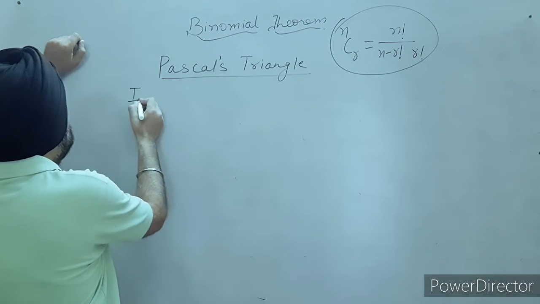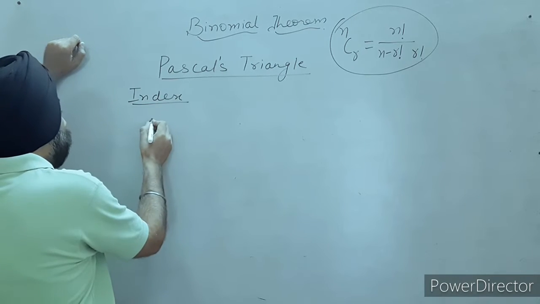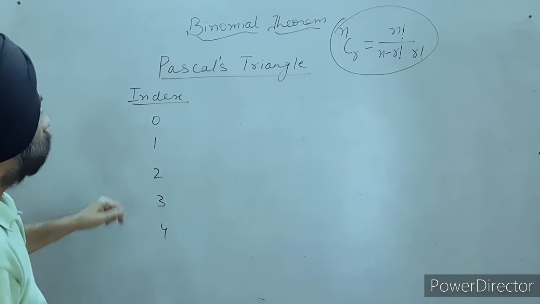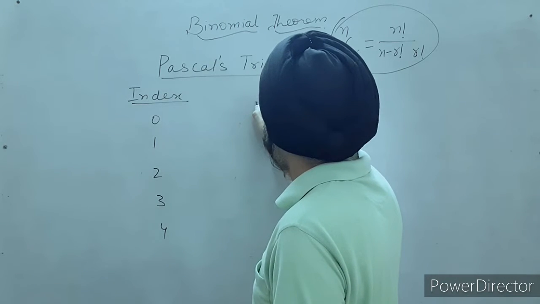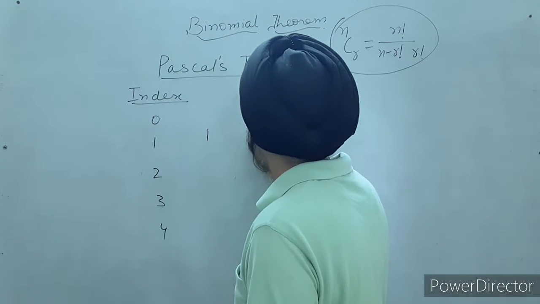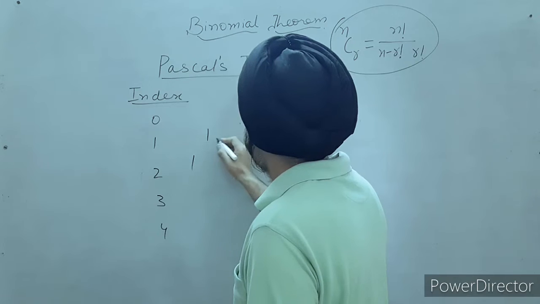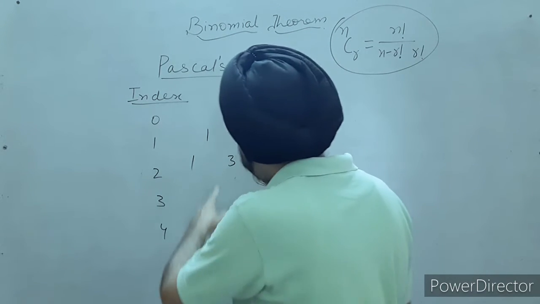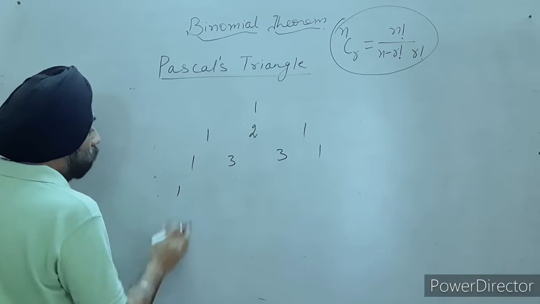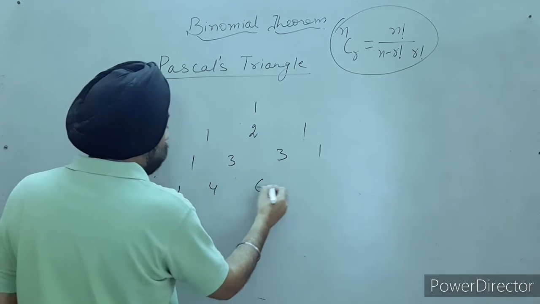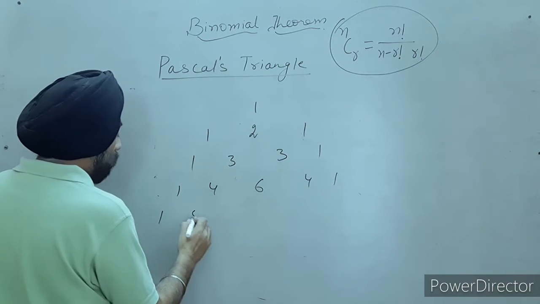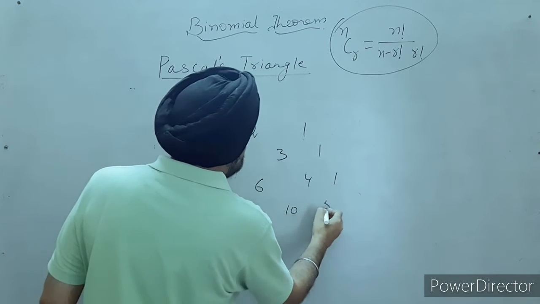Here we write the index, which was the power. If it is 0, 1, 2, 3, 4 and so on, right? How to proceed: write 1 here, then 1 1, then 1 plus 1 is 2, then 1 1 2 plus 1 3 2 plus 1 3. Go on writing like this. You will get 1, 3 plus 1 4 6 4 and again 1. Next time again 1, that is 5 10 10 5 1.